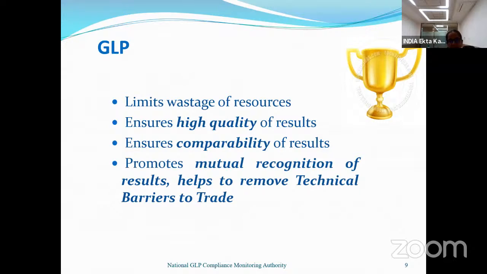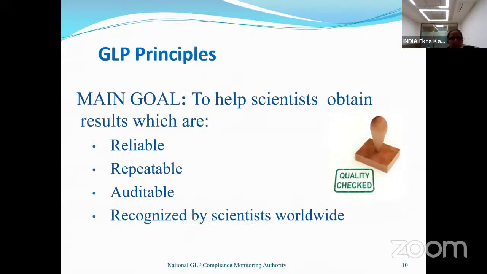How do we say that it promotes mutual recognition of results? It is because the GLP principles are followed by all the OECD countries, as well as the mutual acceptance of data adherent countries. So a GLP study done in a country which has full adherence to MAD status, these results are accepted in all the 47 OECD member countries, as well as the 7 non-member MAD adherent countries.